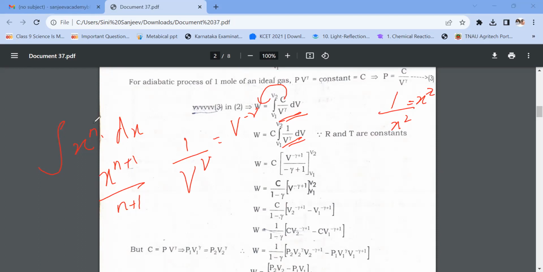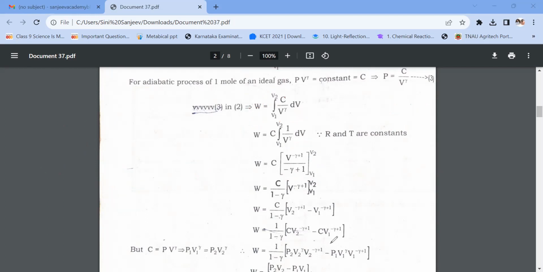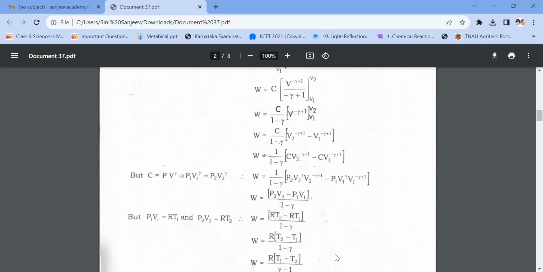So my n is minus gamma, and the result is V to the power minus gamma plus 1 by minus gamma plus 1. Because we are integrating with respect to V, instead of V I'll put V2 and V1. Then I'm going to multiply C with the V2 as well as V1 terms. Clear up to this? It's a simple integration only. Whatever is constant, 1 minus gamma, I'll take it outside, correct?